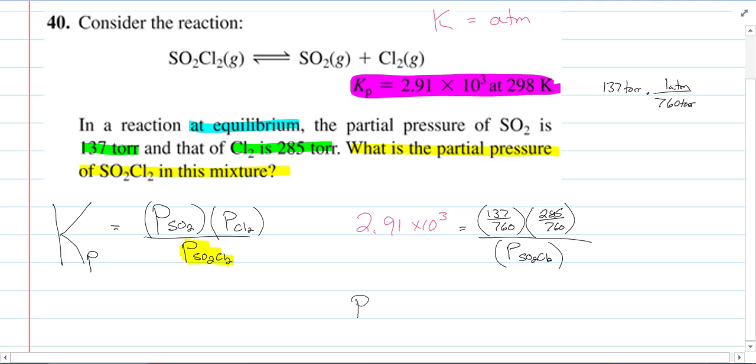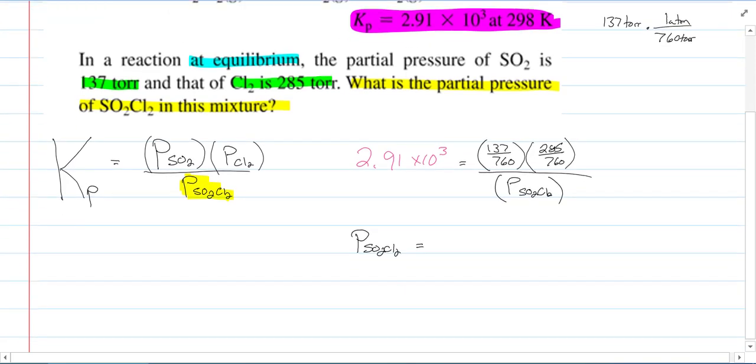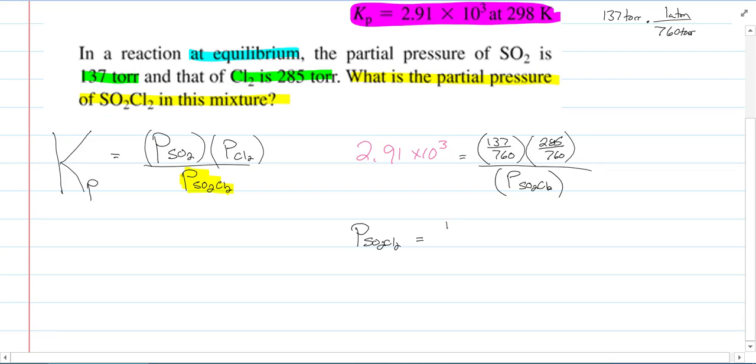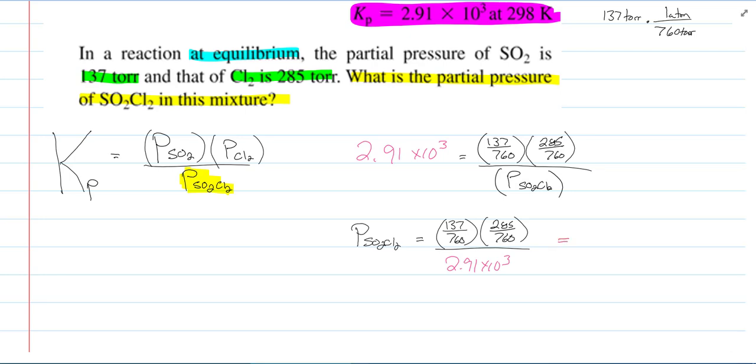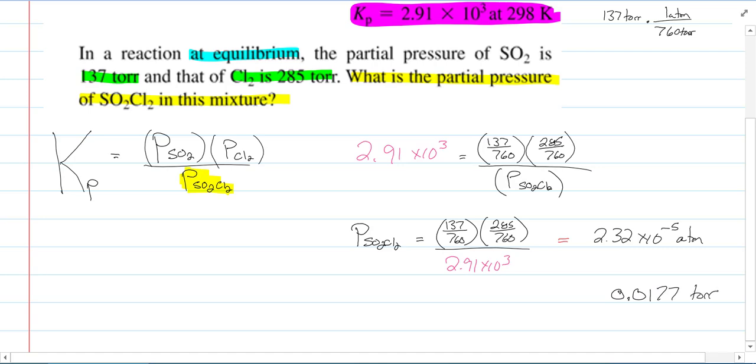So, if we do this example, what do we get? Well, first of all, rearranging, the pressure of SO2Cl2 would be equal to our 137 torr divided by 760 times our 285 torr divided by 760, all over our equilibrium constant of 2.91 times 10 to the third. And that will give us a pressure of 2.32 times 10 to the negative fifth atmospheres. And if I multiply that by 760, I actually get 0.0177 torr. So that's what I get for number 40.